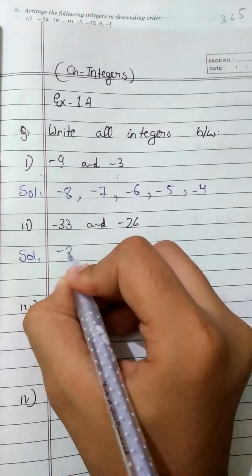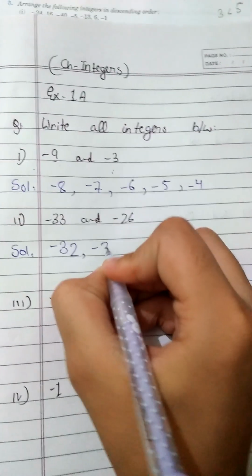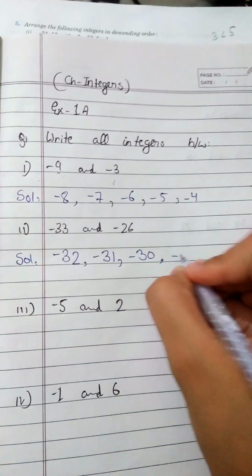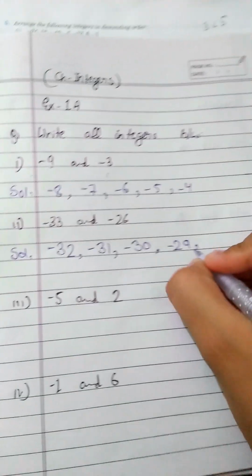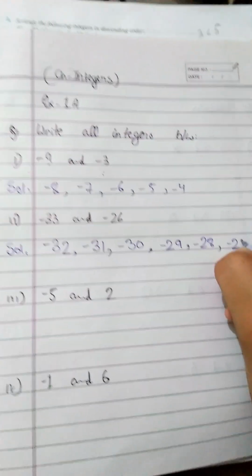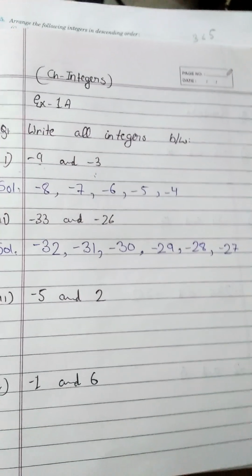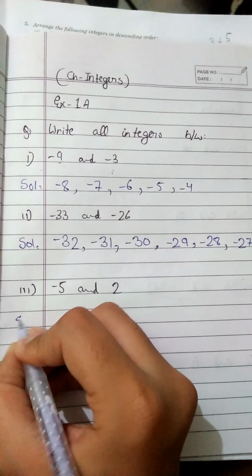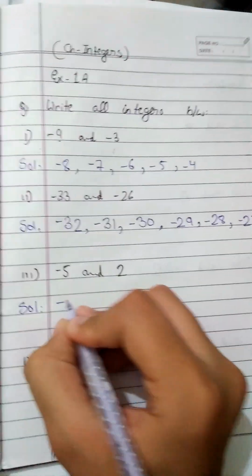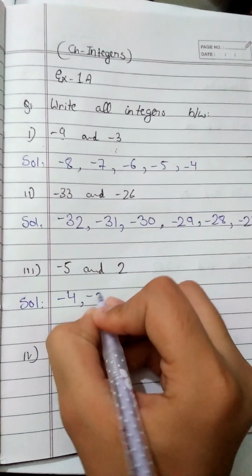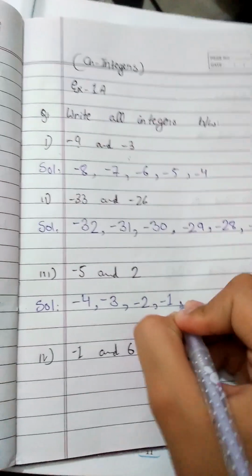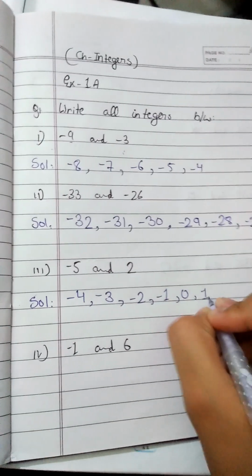is -32, -31, -30, -29, -28, and last but not the least is -27. So the answer of the third part is -4, -3, -2, -1, 0 and 1.